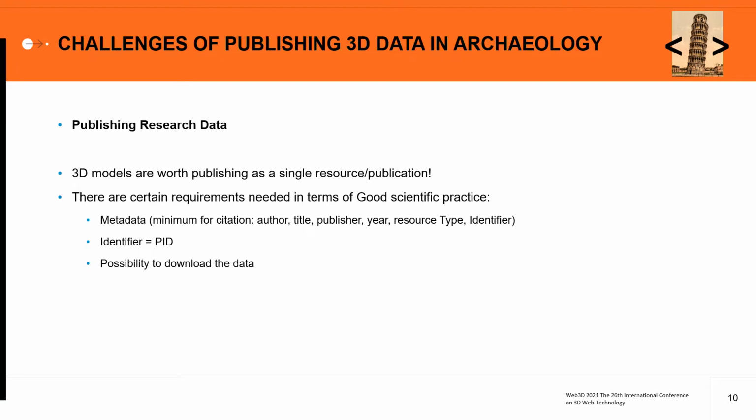But then you need, of course, to fulfill a few requirements that are necessary to count as a publication in an academic sense. This includes enough metadata, meaning at least the bibliographical information such as the name of an author, a title, publisher and publication year, and a clear identifier. By identifier for publishing research data online, we mean persistent identifiers such as, for example, a DOI. And of course, it should be possible to download the data so that other researchers can understand the data and the creation of the data.